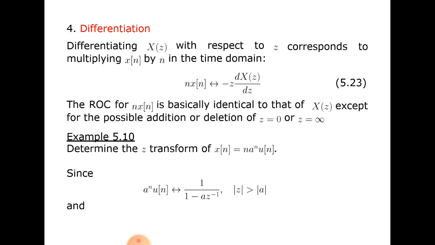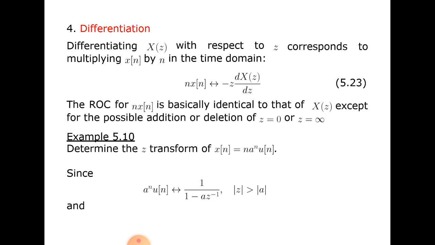The fourth property is the differentiation property. Differentiating x of z with respect to z corresponds to multiplying x of n by n in the time domain: n into x of n lies between minus z into d by dz of x of z. The ROC for n into x of n is basically identical to that of x of z, except for the possible addition or deletion of z equal to 0 or z equal to infinity. Say, for example, determine the z transform of x of n equal to n into a power n into u of n.